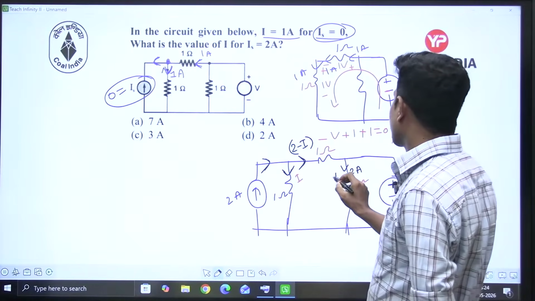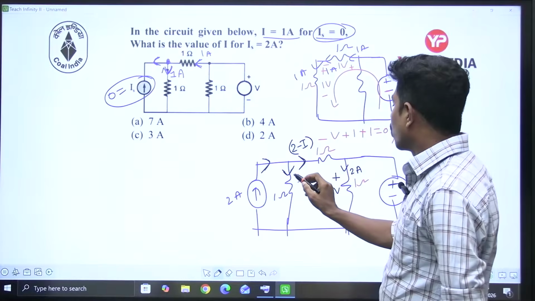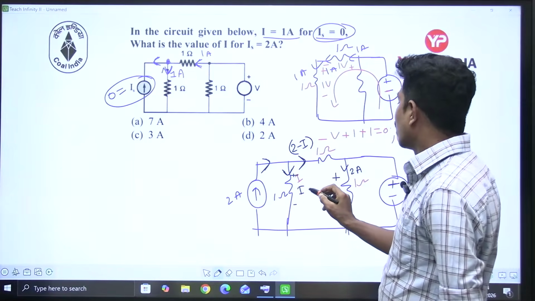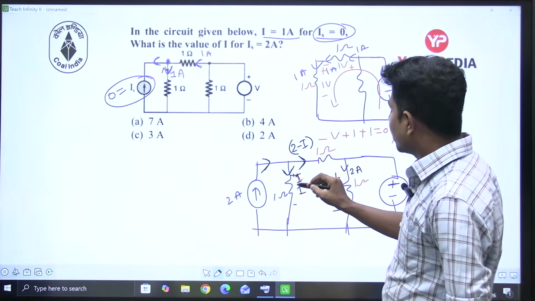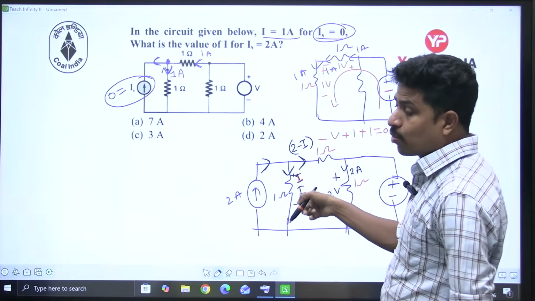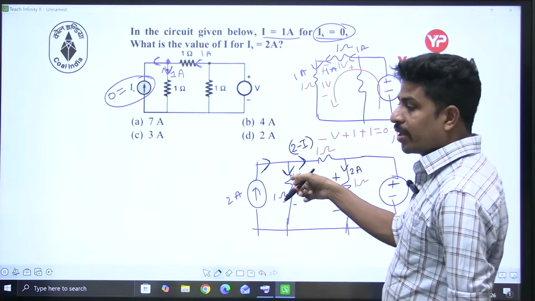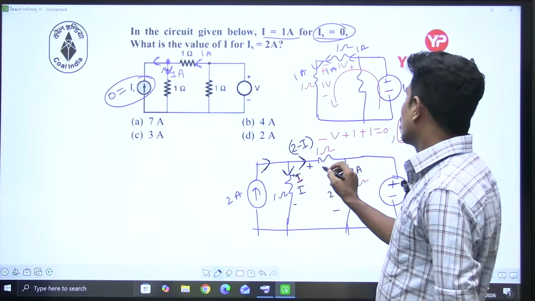Now, how much is this voltage? This voltage is 2 volts. Anyhow, we know this one. Now, how much is this voltage? This voltage is I. How do you know, sir? This current is I, this resistance is 1, and 1 into I is I. Voltage is equal to current into resistance. Current is I, resistance is 1, so 1 into I is I. This voltage is 2 minus I.